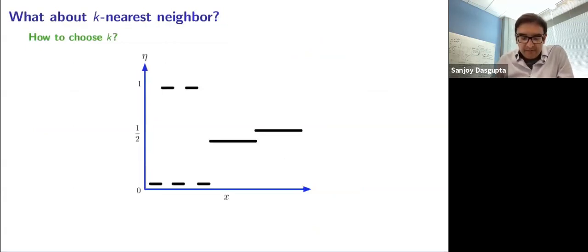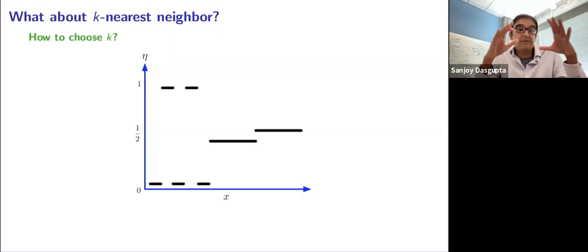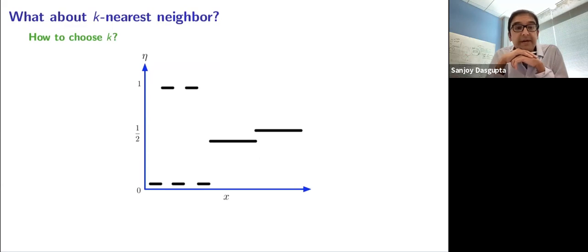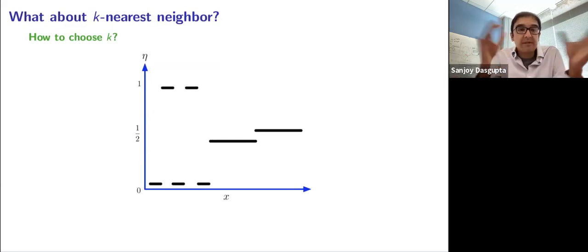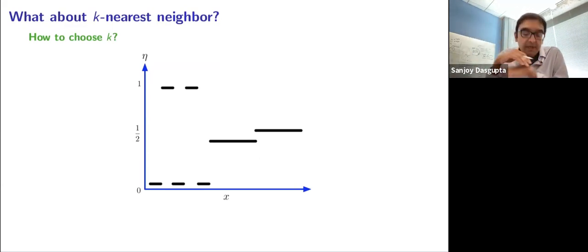So I'll talk about k-nearest neighbor, or at least start with that, because this has a lot of nice properties. But the real problem here, so in k-nearest neighbor, you look at the nearest neighbors in the training set, the k-nearest neighbors, and just return the majority label amongst them. The problem here is how to choose k.